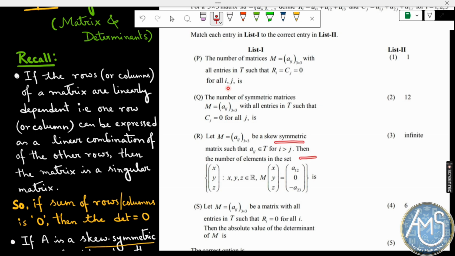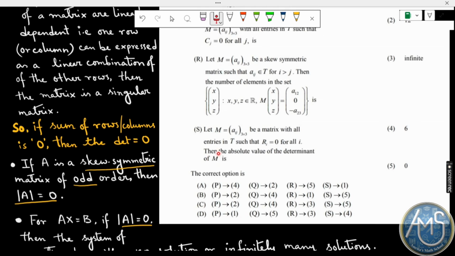Then the number of elements in this given set is. And S is, let M = [Aij] of order 3×3 be a matrix with all entries in T such that Ri = 0 for all i. Then the absolute value of the determinant of M is. That means we need to find the value of the determinant.